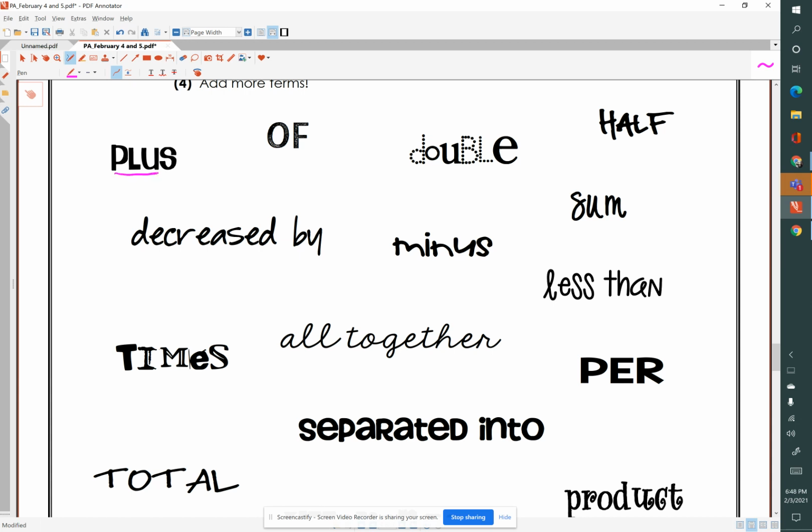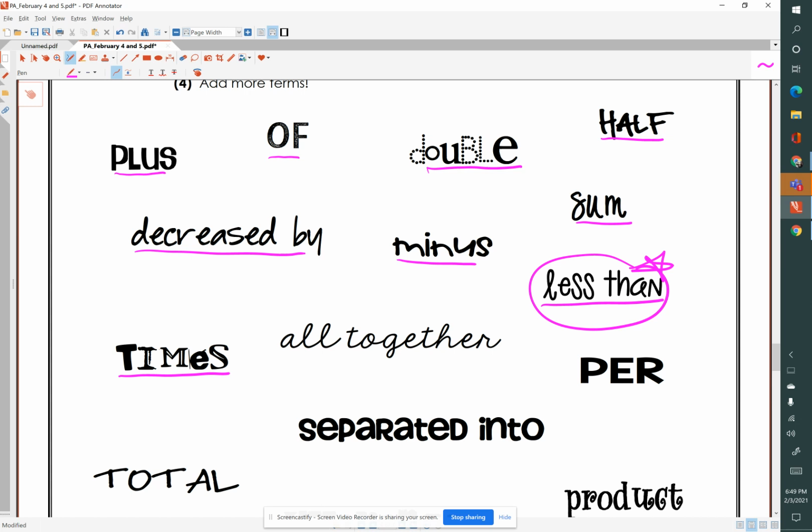So double and plus mean that you're going to get more of something. But of is often used with division, as is half. Decreased by and minus are often used for subtraction. Sum is used for addition. Times is used for multiplication, but less than is often used for subtraction. We call less than one of our turnaround phrases.